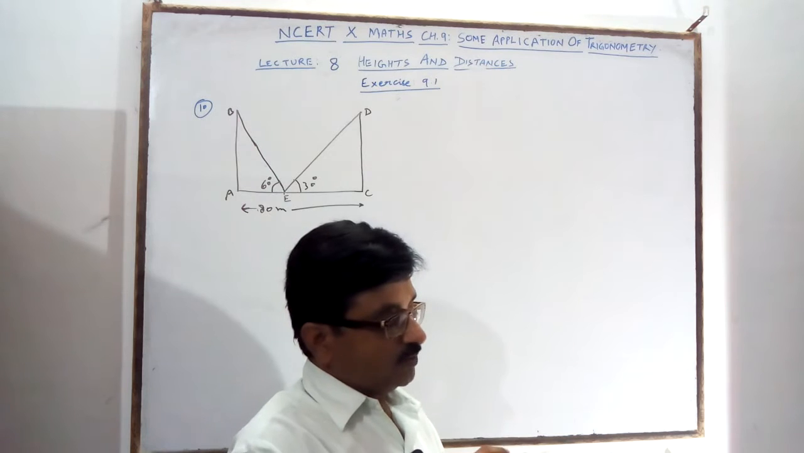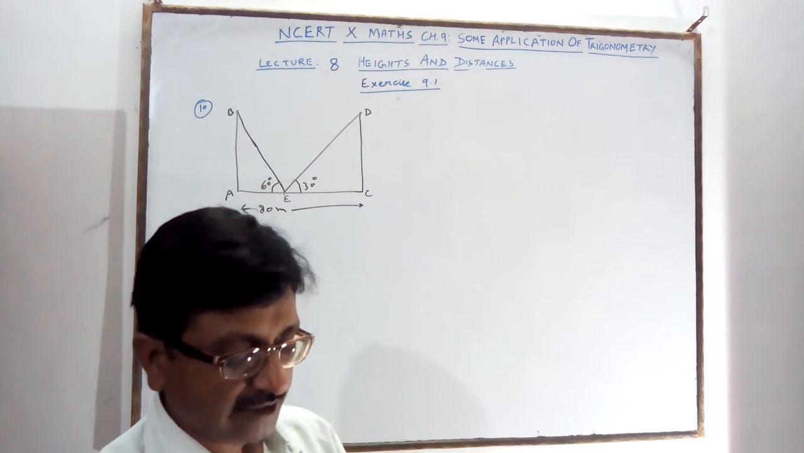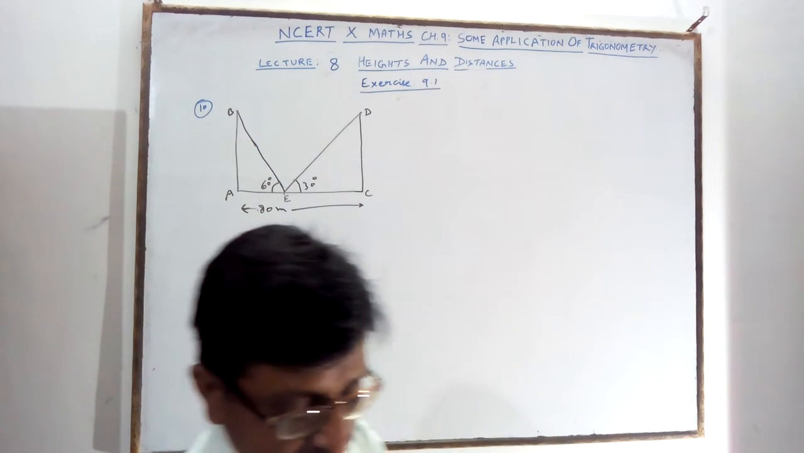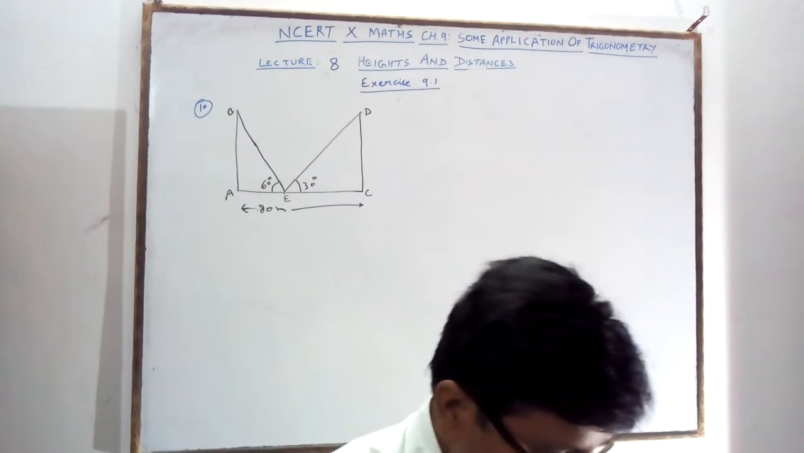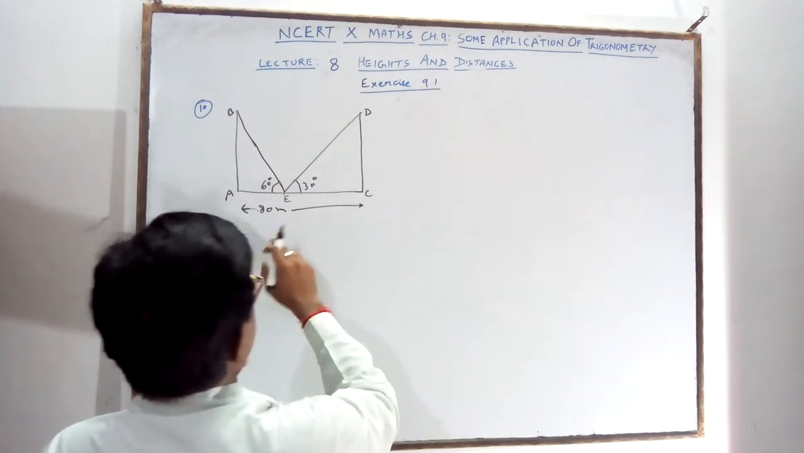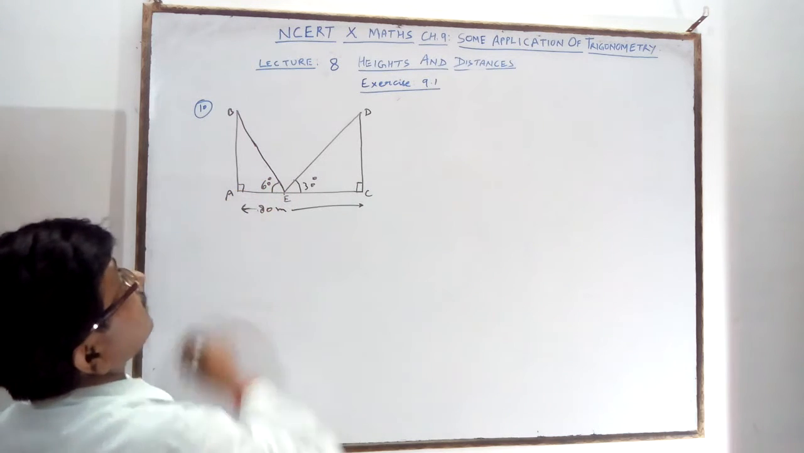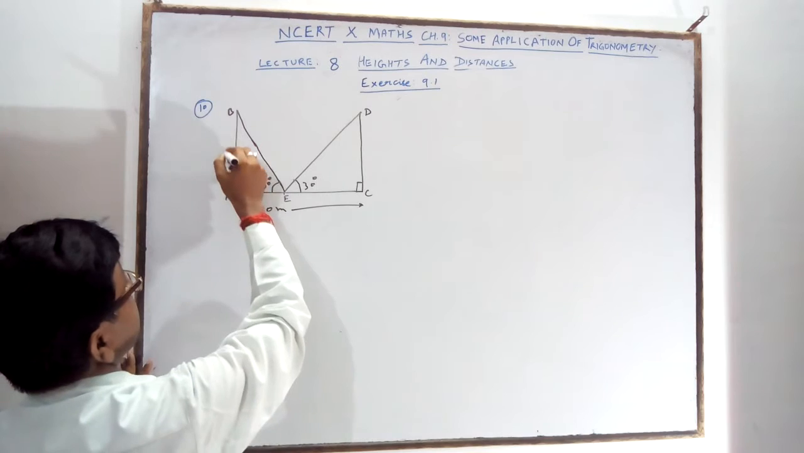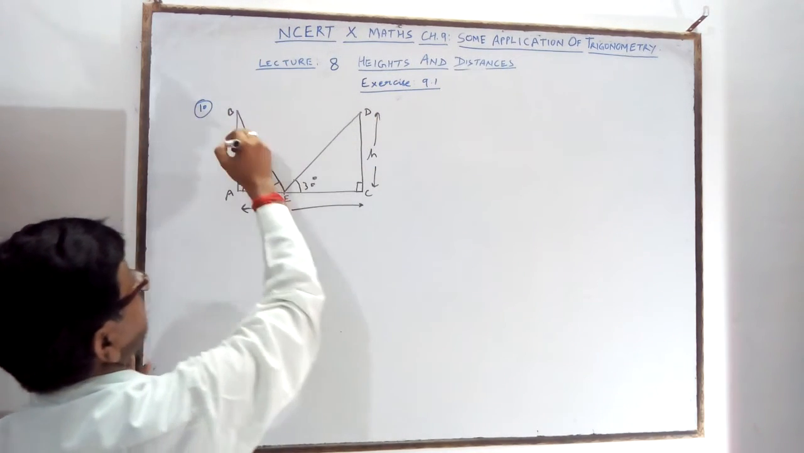Find the height of the pole and the distance of the point from both the poles. You want to find out the height of the pole and also the distance of the point from both poles. Very simple. Both angles at the base are 90 degrees, and it is given that both poles have the same height.